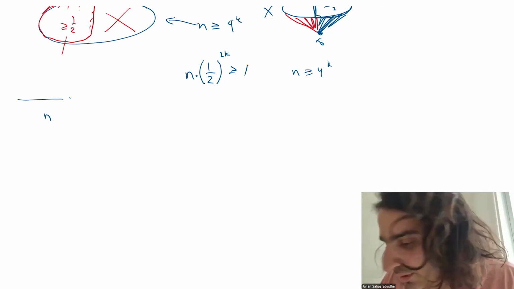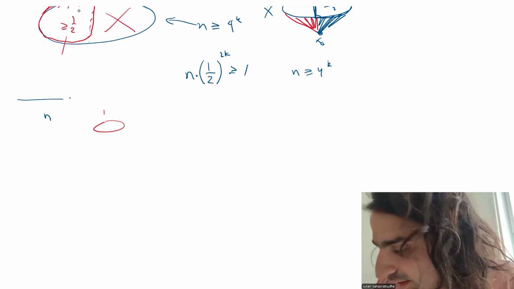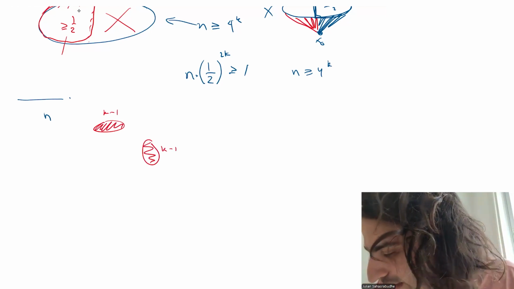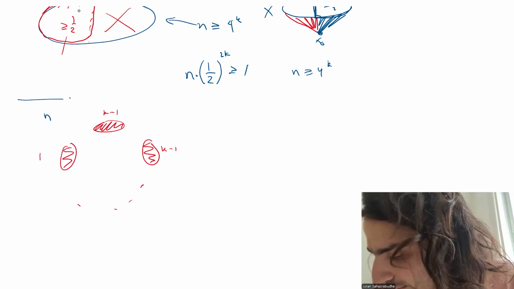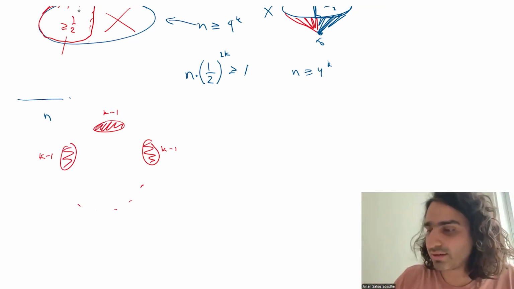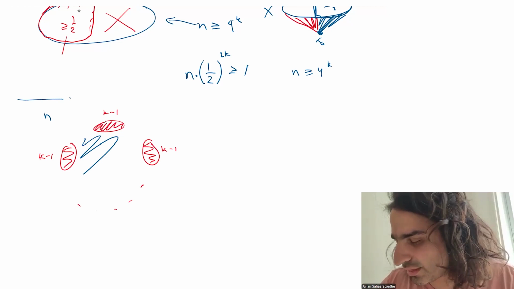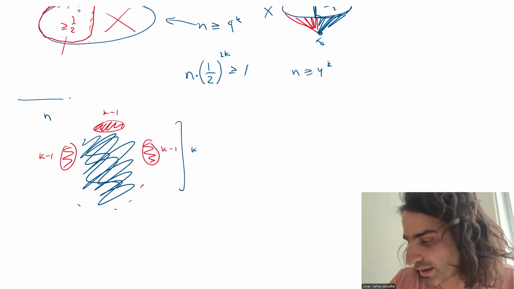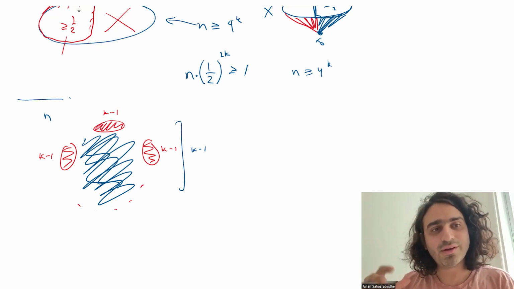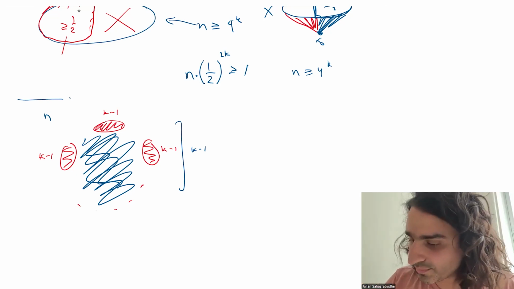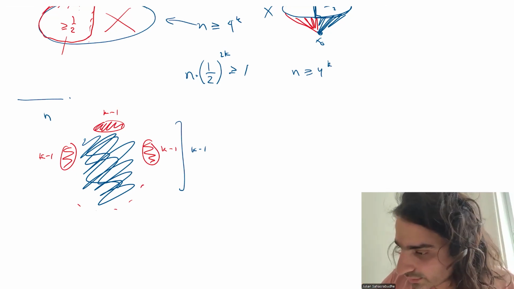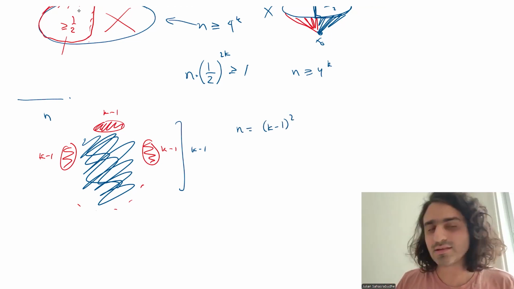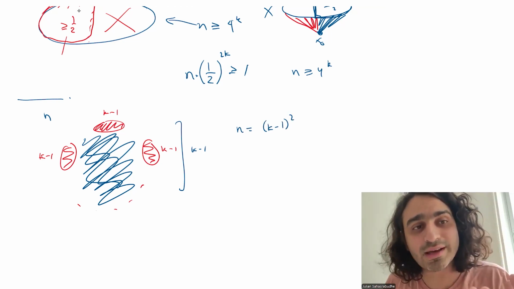Maybe the first idea one would think of is you take clusters of size k minus 1, everything joined to everything in red, and then you join everything between these guys all in blue, and there are k minus 1 clusters in total. Okay, so how many vertices are there? Here it is going to be k minus 1 squared.